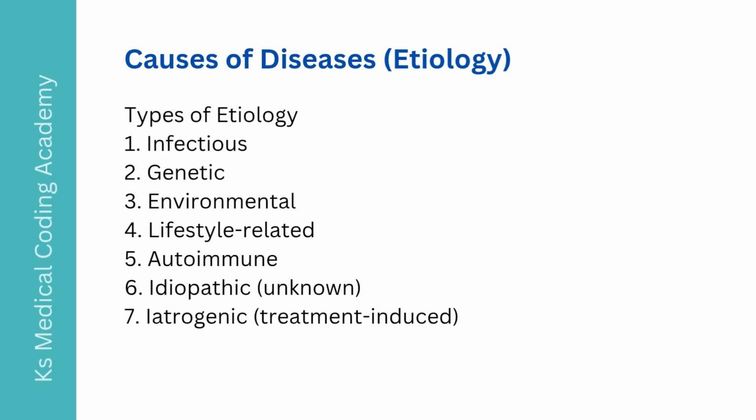Causes of diseases, etiology, types of etiology. Diseases can occur for many reasons, called etiology. These include infectious agents like bacteria and viruses, genetic abnormalities, autoimmune reactions, environmental exposure, lifestyle factors such as smoking or diet, idiopathic causes where the reason is unknown, and iatrogenic causes, meaning disease caused by medical treatment itself.